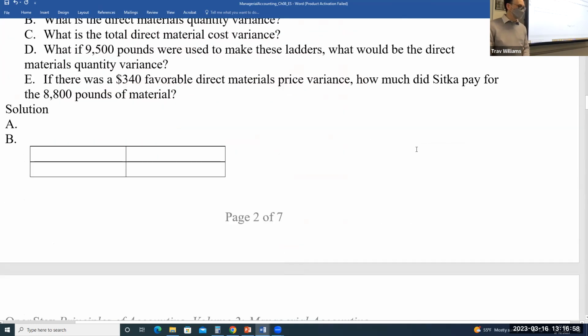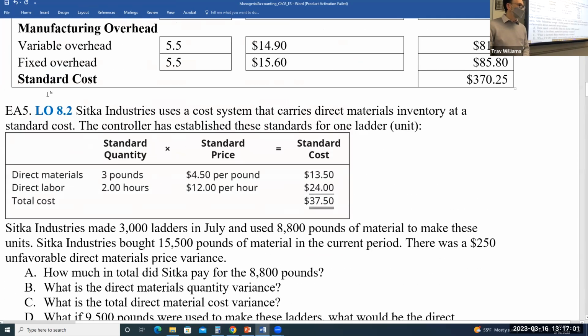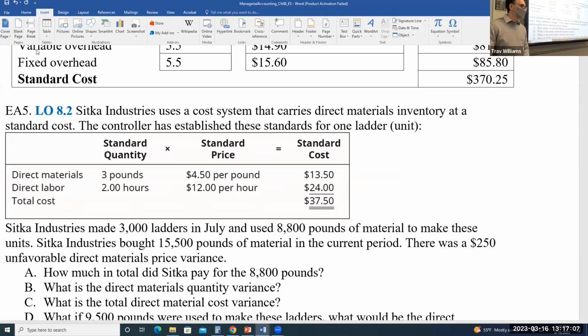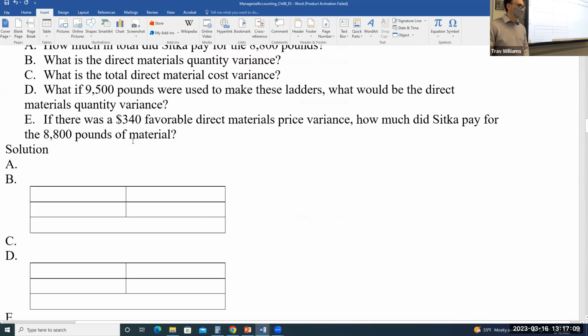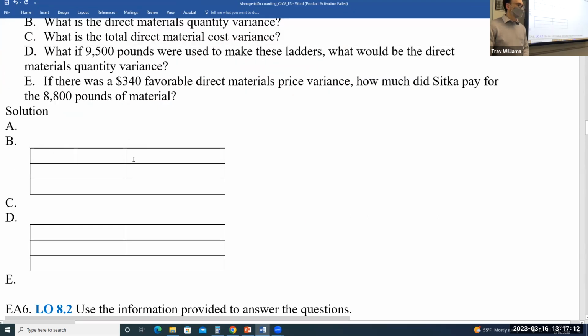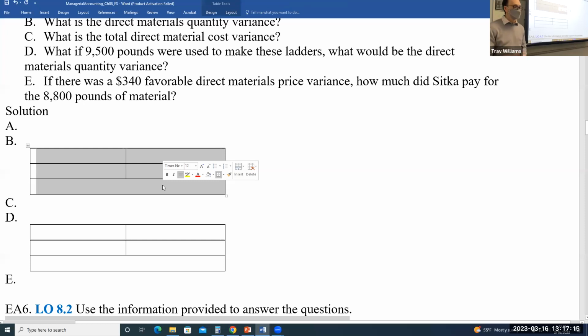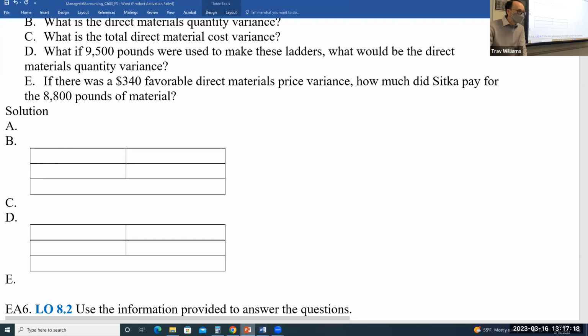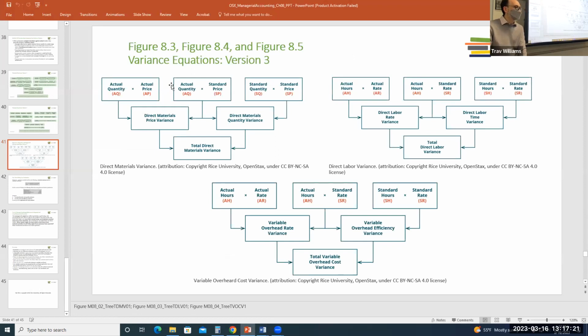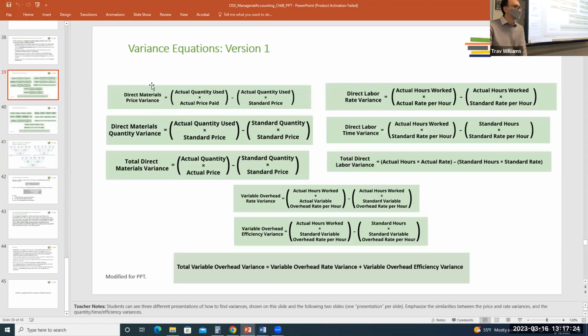Now this one gets a little more challenging. Here we're going to start using these tables that I mentioned to you on Tuesday. These tables are really useful for these kinds of formulas, right? Remember we took a look at these formulas like actual quantity times actual price minus actual quantity times standard price. So these were your price or rate variance formulas.